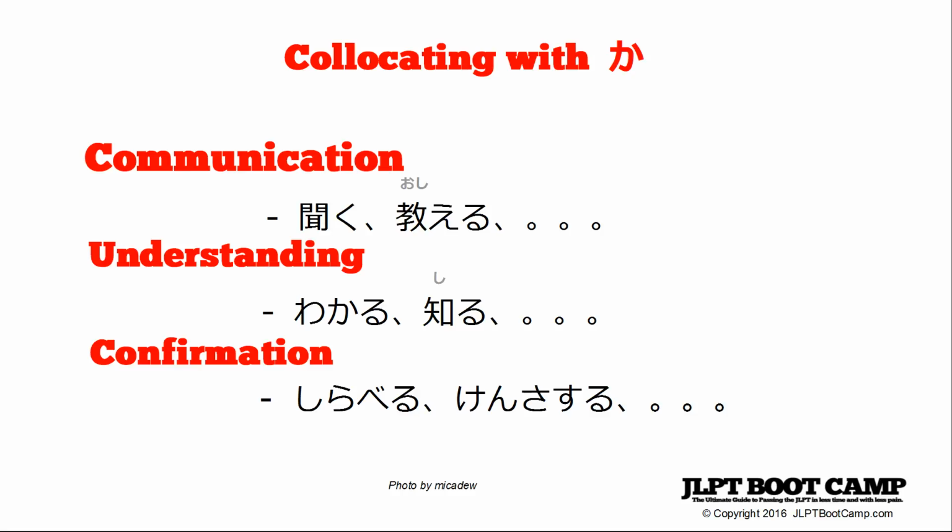And finally, there's some kind of confirmation. So you want to confirm some kind of question. So shiraberu is to check out. This is an N4 word that you might come across. And kensa suru is to investigate in a more formal kind of situation. So not a criminal investigation, but you're checking in a clear set way, like you're checking some kind of equipment or something. This is when kensa would be used.